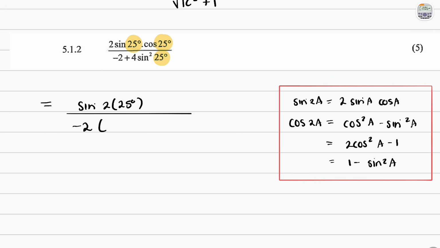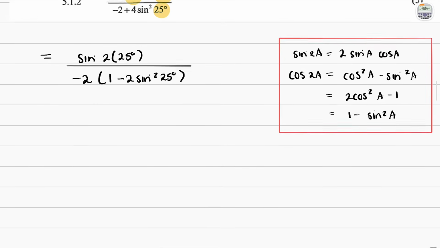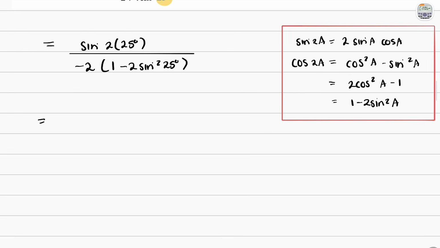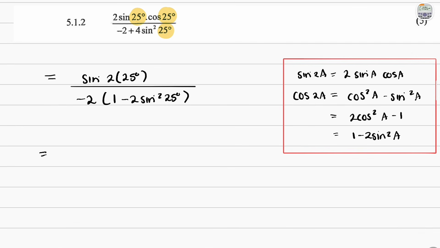When we take that out, what are we left with? Negative 2 divided by negative 2 gives 1. Positive 4 divided by negative 2 gives negative 2, and then the sine squared 25 degrees. So you can see clearly that's what they use. I see that I wrote that wrong, sorry. It should be 1 minus 2 sine squared A. Remember, your formulas are in your formula sheet as well.